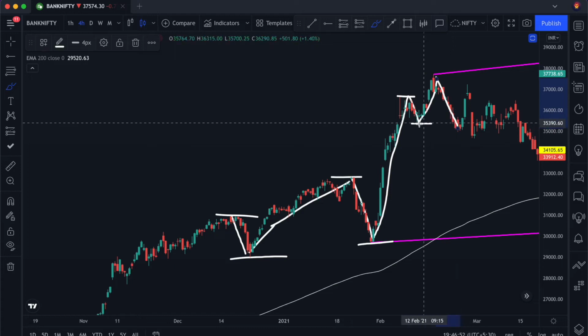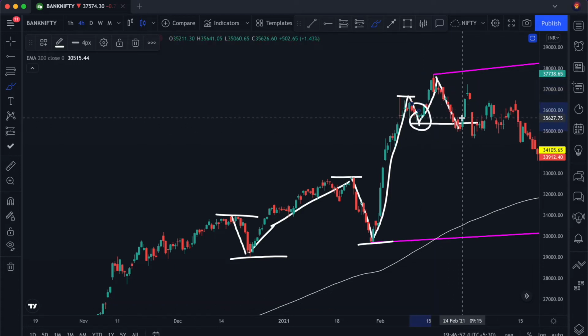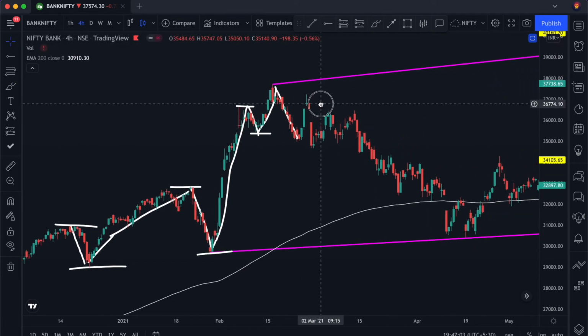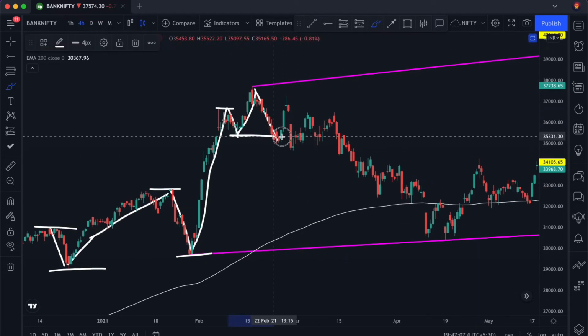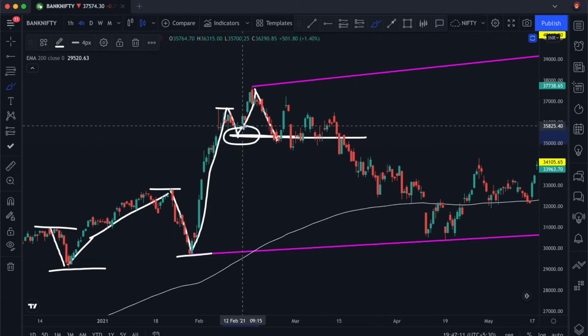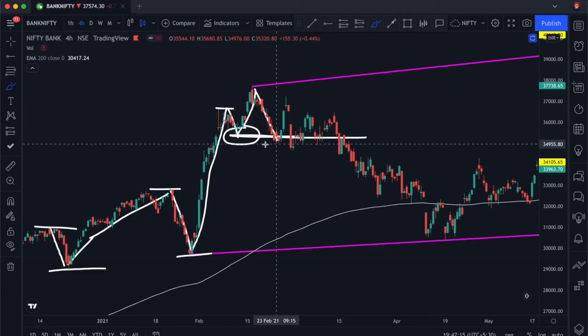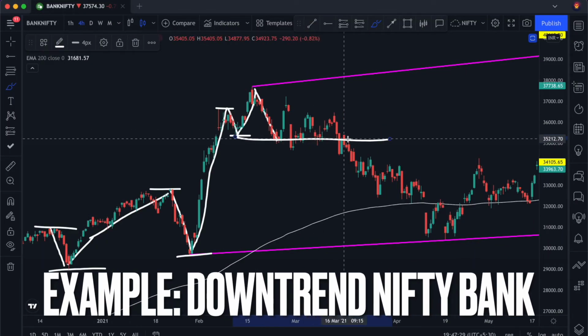Now notice we have broken below this previous higher low level. This is the first indication of a downtrend. And if we go to the right side, as you guys can clearly see, the downtrend has already begun. This was the first indication. With the break of this higher low level, we broke below, even retested over here, like break, retest, then continuation. As I said, with the break of this level, the downtrend has begun.